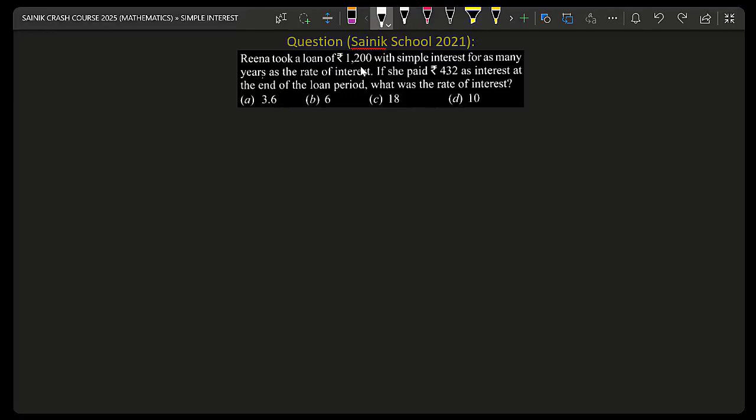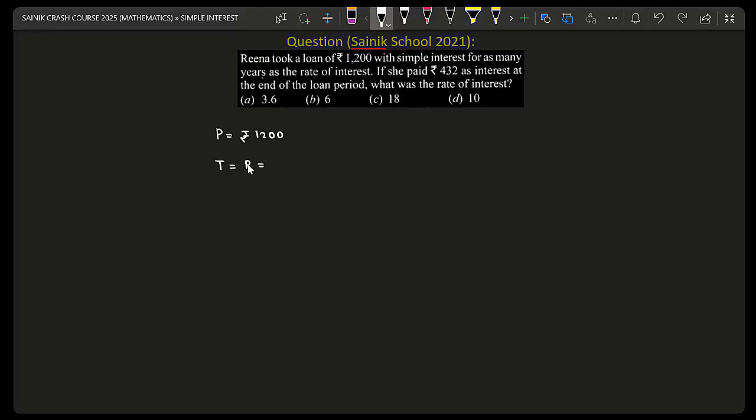What is this 1200 in the question? It is the principal, the initial loan. Principal is 1200 rupees. Simple interest, for as many years as the rate of interest. That means they gave a clue. What is the clue they gave? Time and rate are equal. Time period and rate of interest both are equal.